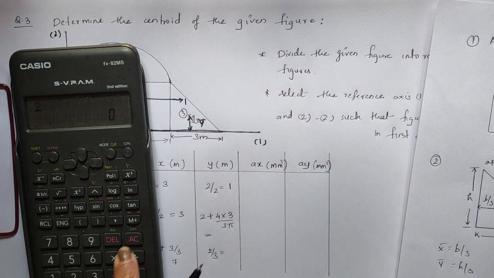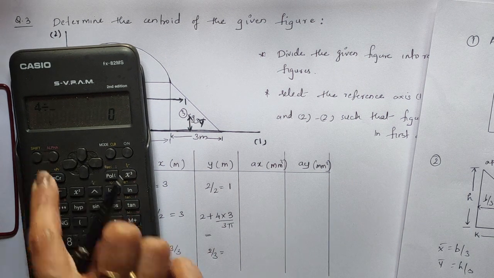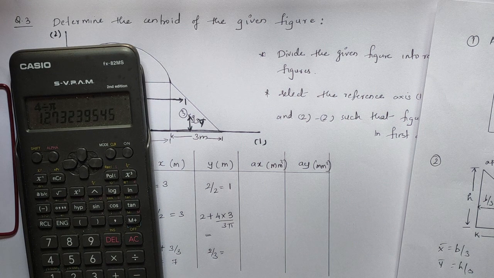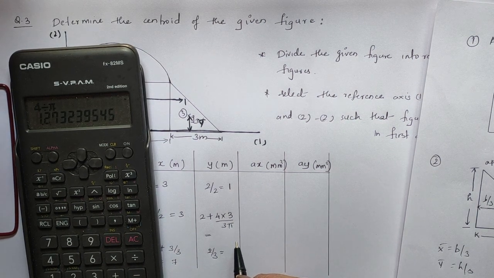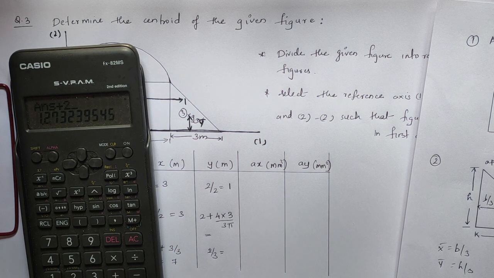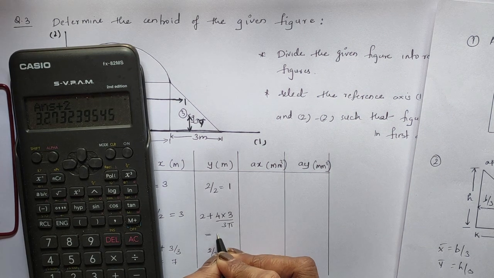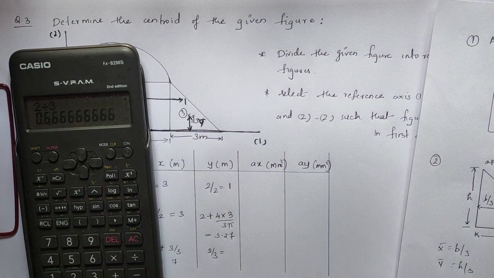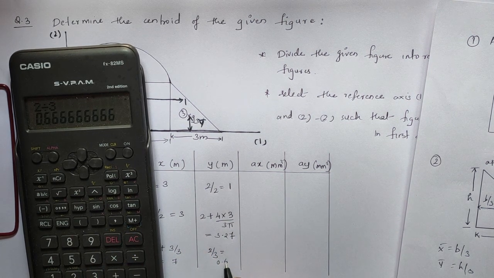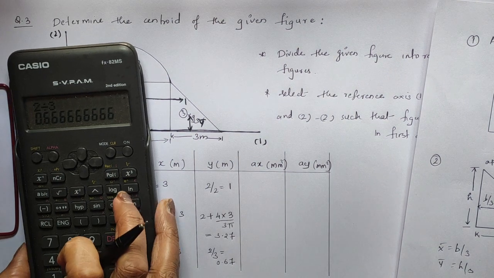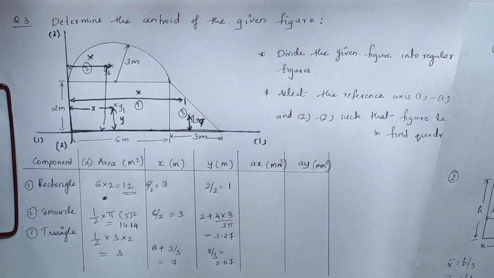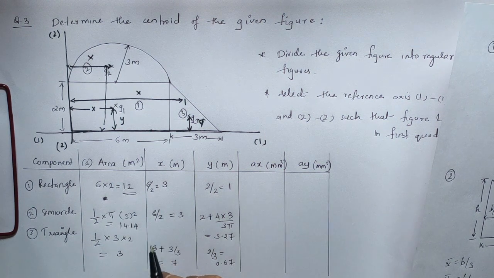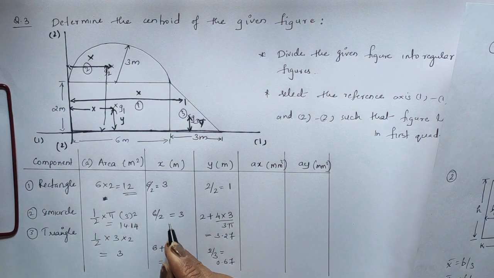So I will be finding the answer. What is 4 divided by pi? This 3 and 3 get cancelled there, plus 2, 3.27. Now what is 2 divided by 3? 0.67. Okay, so you got all the answers. Now what you have to do next is multiply all these, and you get the individual answers.